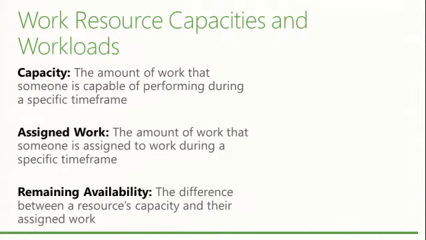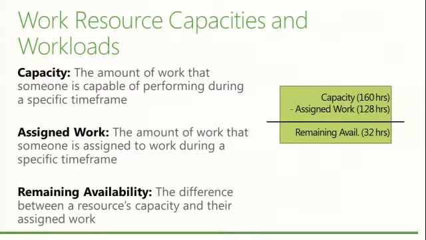Assigned work is how much they're actually assigned to during that particular time period. Maybe a person has 40 hours capacity during a week, and they're assigned to 20 hours of actual work. That would leave them with 20 hours of remaining availability. That's how much more work you could give to that person before they become what's called over-allocated in the tool.